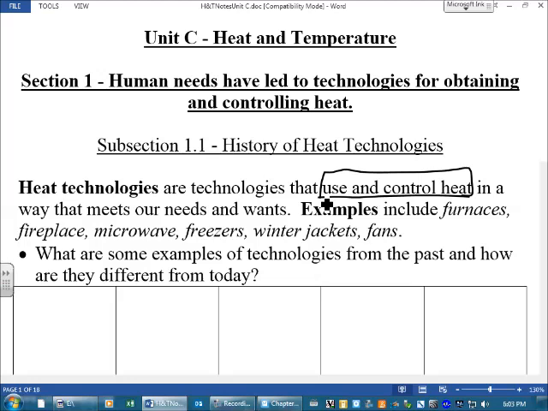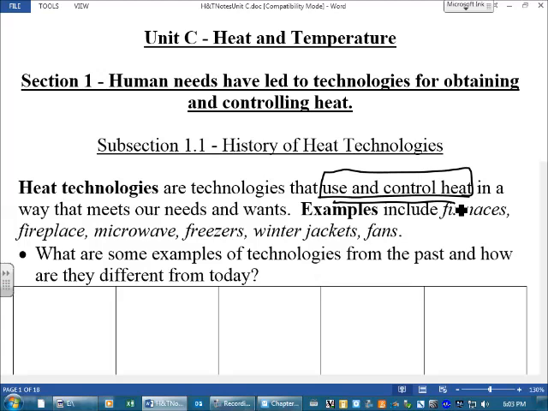A freezer. What? A freezer? A freezer is cold. How can that be a heat technology? Well, what is a heat technology? It uses and controls heat. So a freezer controls heat in such a way that the temperature is very low. That's how it controls the heat. That is a heat technology.